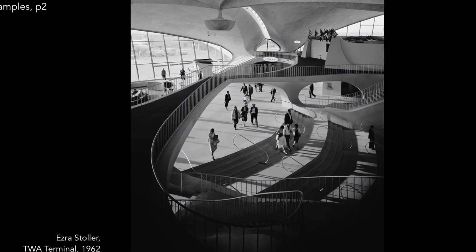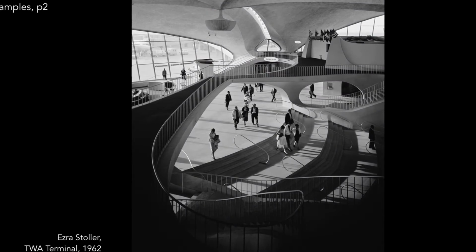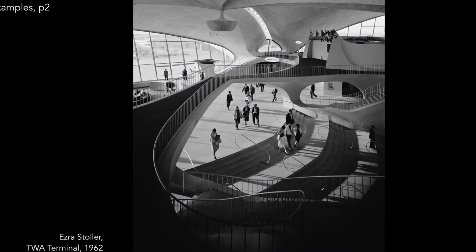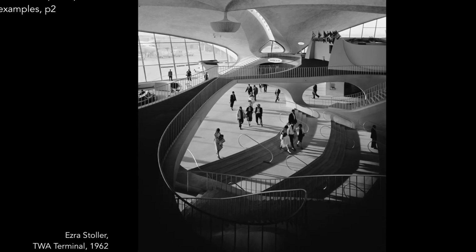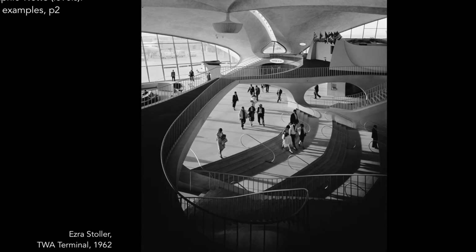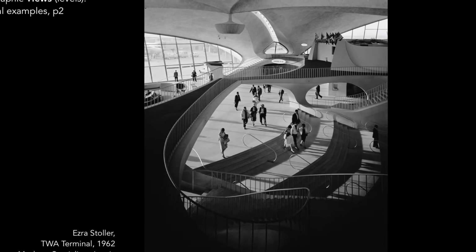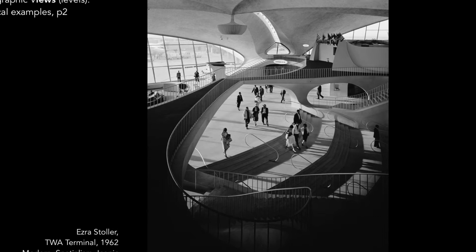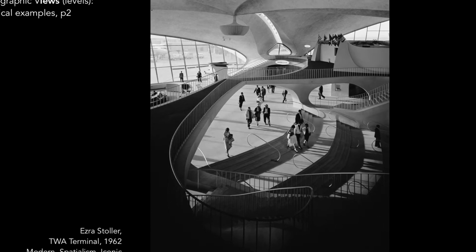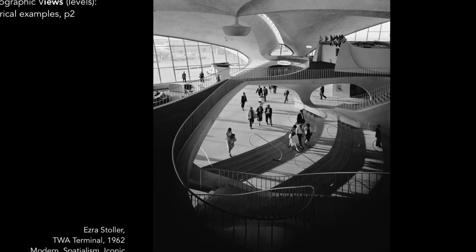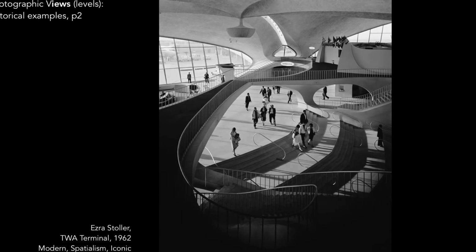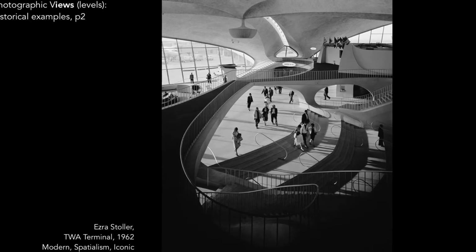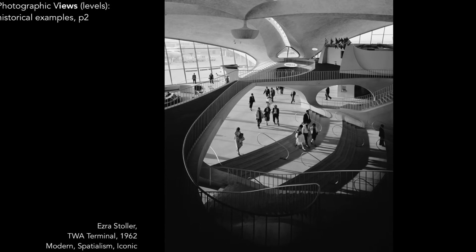This is a classic image by a famous architectural photographer from the modern era, Ezra Stoller. It's his image of the TWA terminal by Eero Saarinen, the famous Finnish architect who came to America. And the modern begins to differentiate the image and what it represents. It introduces the personal perspective of the photographer. So it's representing the building objectively, and so it's like, you know, it's still got that traditional level realism.